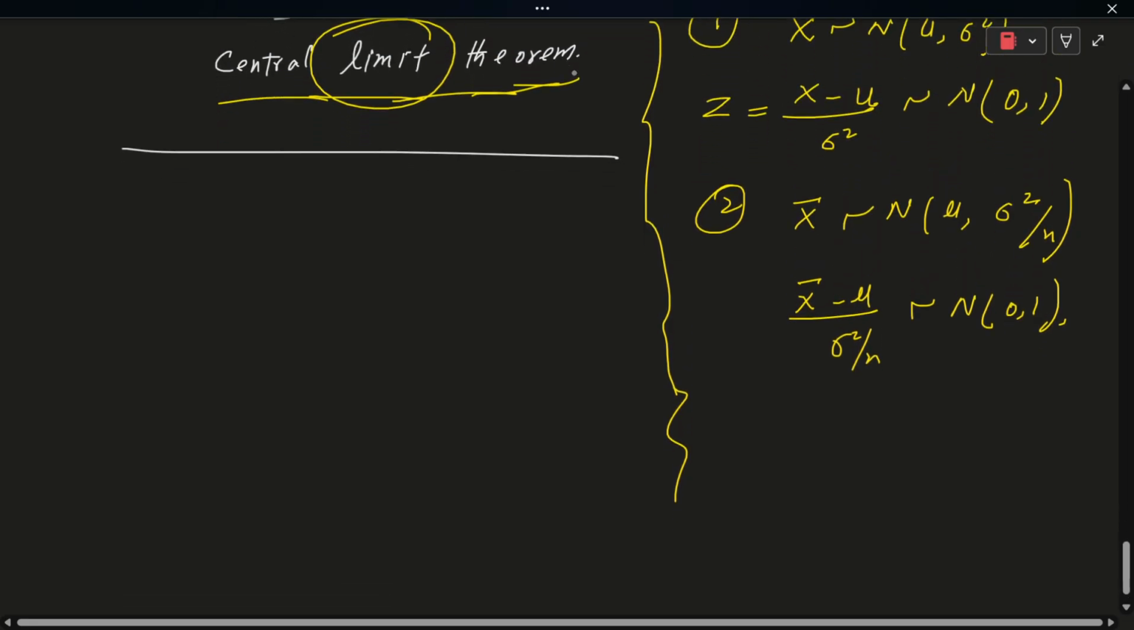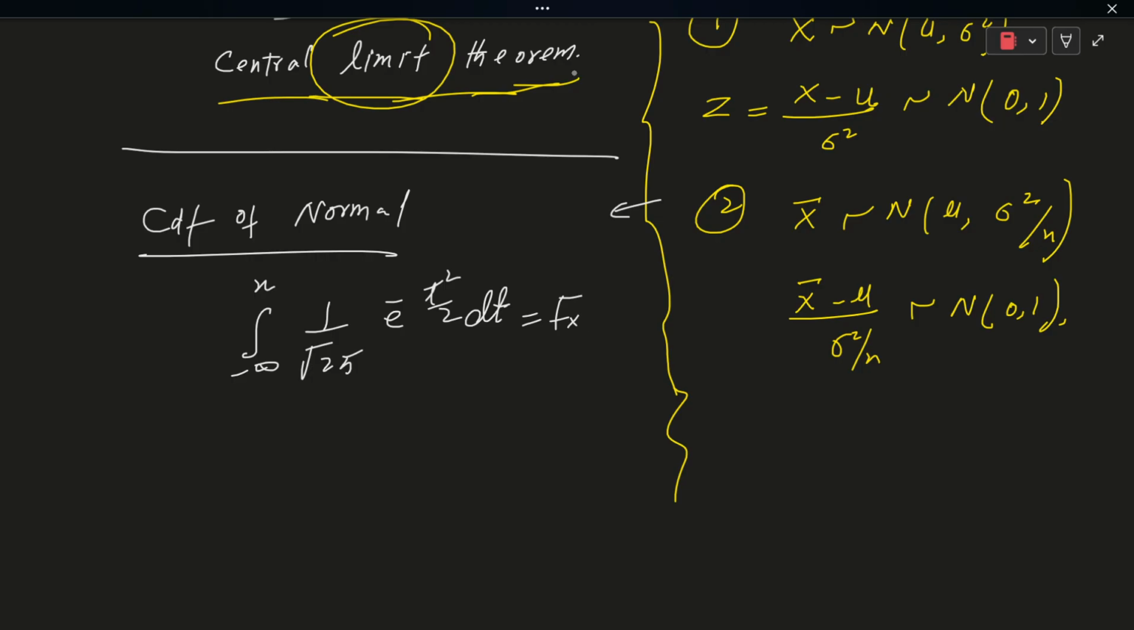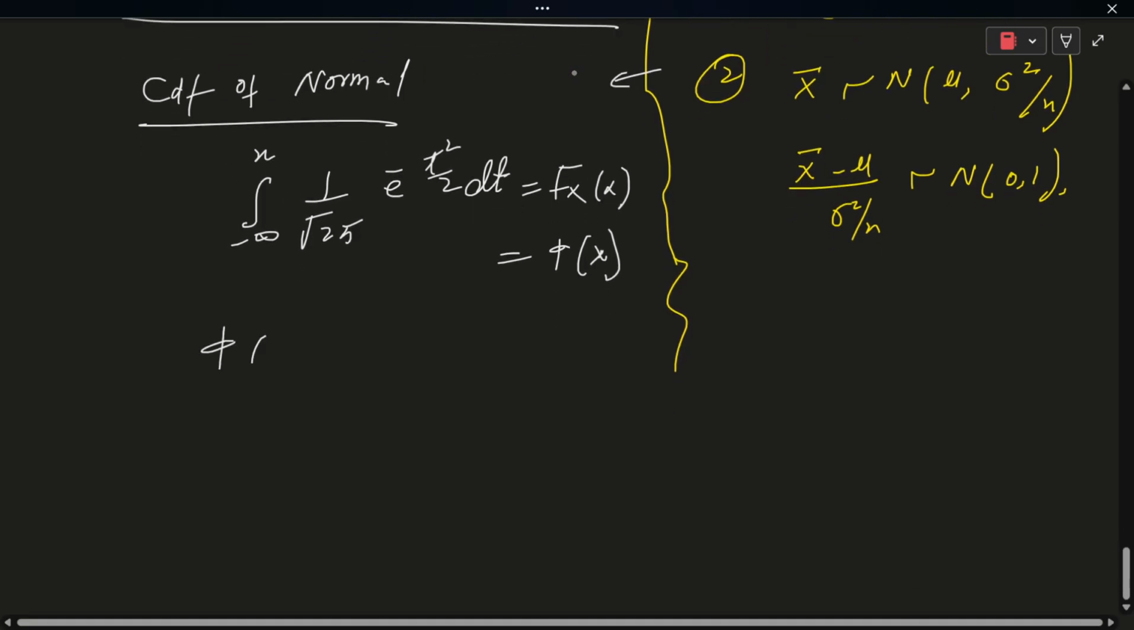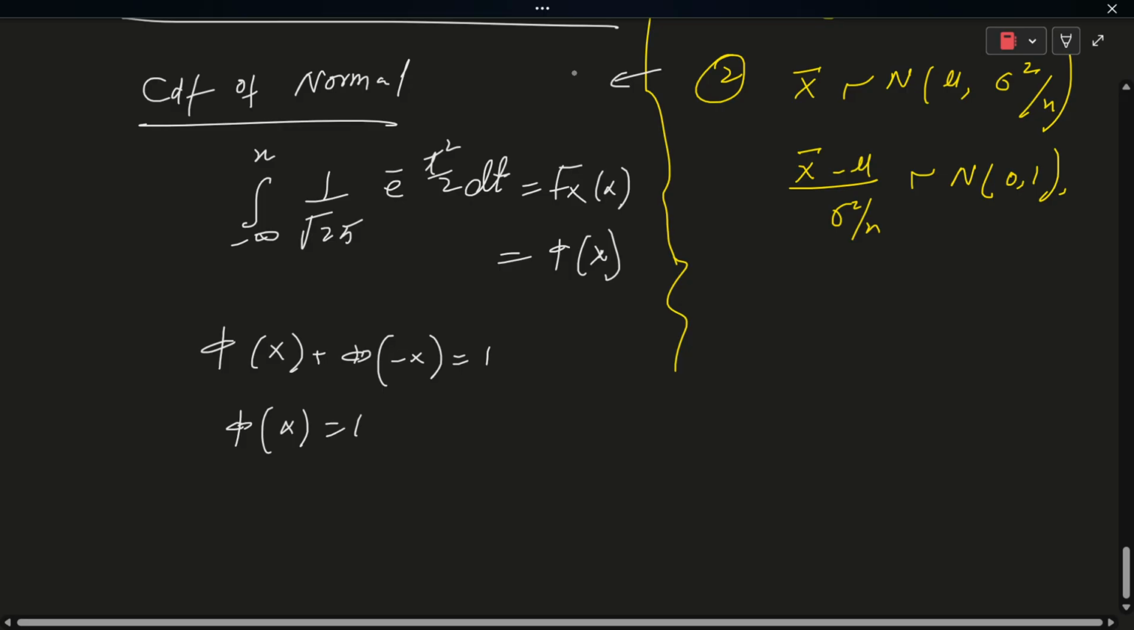अभी मैं सेंट्रल लिमिट थ्योरम पे आऊंगा, लेकिन कुछ चीजें आपको याद रखनी है। सो व्हाट्स CDF ऑफ नॉर्मल? That is minus infinity to x 1 upon under root 2 pi e to the power minus t square upon 2 dt. So this is equal to f of x, x of normal, that is phi of x. ठीक है, ठीक है। And phi of x plus phi of minus x is always equal to 1. So मतलब यहाँ से क्या होगा? Phi of x is equal to 1 minus phi of minus x.